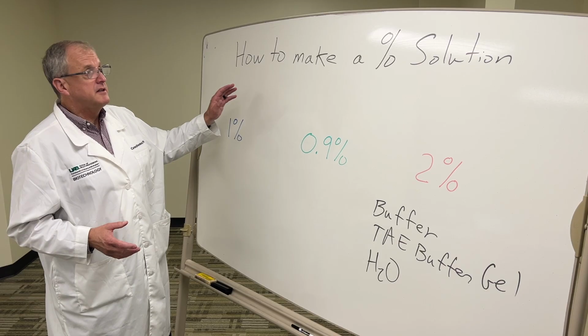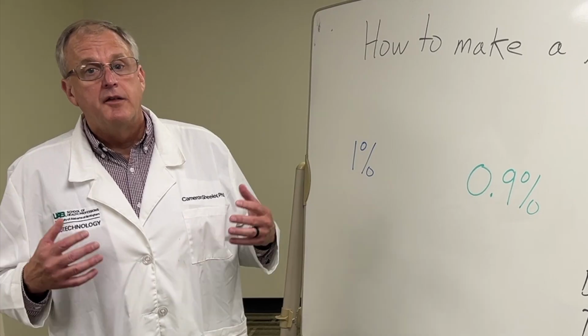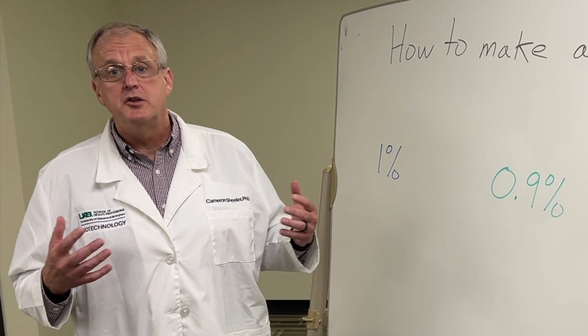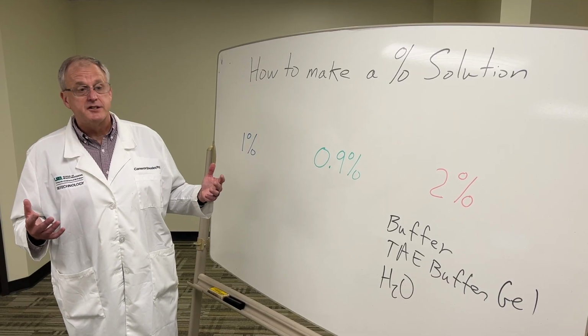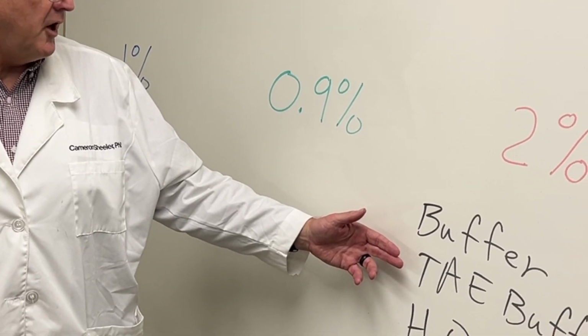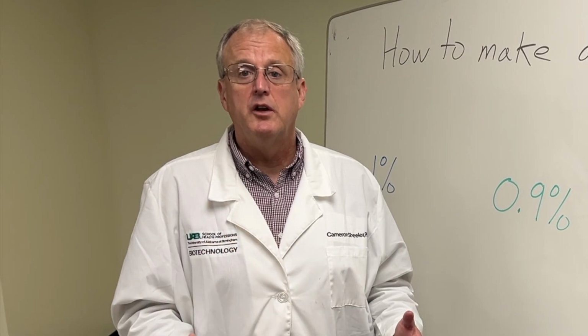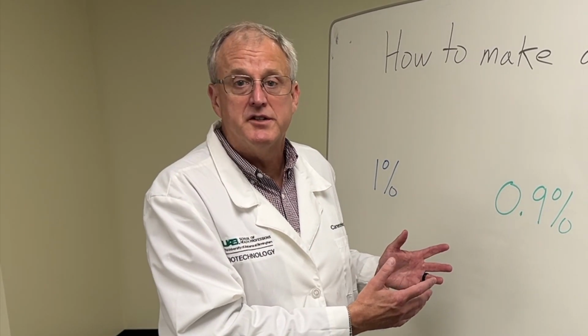Today, we learned how to make solutions. We made a 1%, 0.9%, or 2% solution. What I used, you can use for any solutions you want. You just take a solid, dissolve it into your buffer, or if you're making a gel, you dissolve it into a TAE buffer, or you can dissolve it in water. Whatever liquid you're going to use, this is how you make a percent solution.